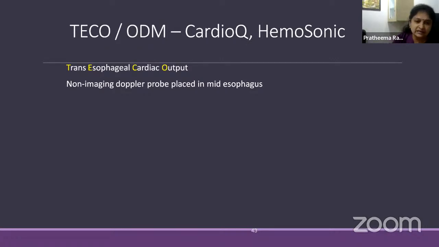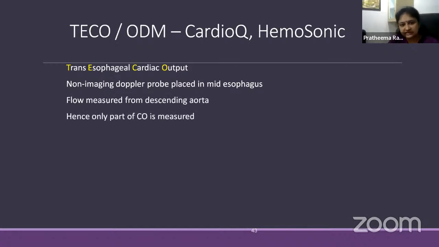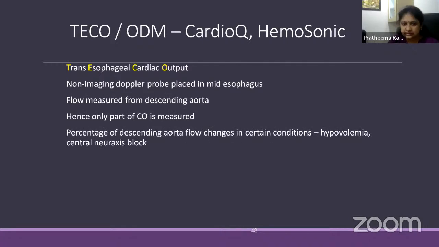In TEE, where we put the transesophageal probe into the esophagus, we see the images. But in this, we see only the Doppler, and it works in a similar way as the USCOM. This is minimally invasive. If we think a Ryle's tube or endoscopy is invasive, then it is invasive. But it can be left there for some time, and we can see whether the patient is having hypovolemia, or what is the percentage of descending aorta flow change in certain conditions, such as when spinal is given.